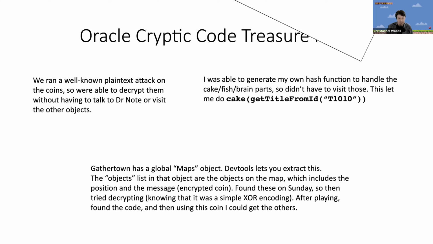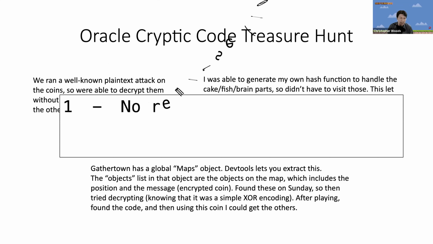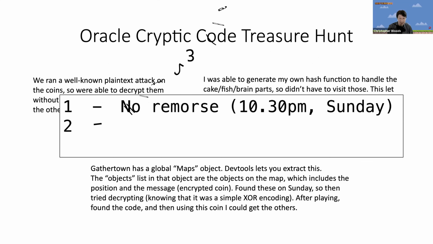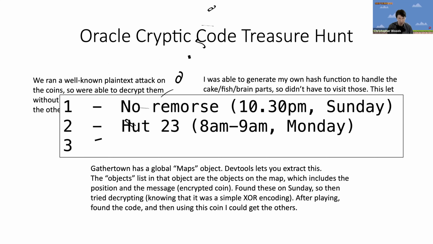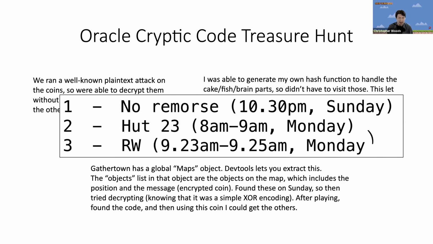So the order is at number 1, it's No Remorse, who submitted their coins at 10:30 at night on Sunday, which we did not want to encourage. We wanted people to do this during the working day. Heart 23, they submitted their coins again before they were officially released, between 8 o'clock and 9 o'clock on Monday morning. And then RW got them in between 9:23 and 9:25 on Monday morning as well. Congratulations to the 3 teams. You did a great job. It was very, very clever, and you are the clever winners of the Oracle Cryptic Code treasure hunt, but that does not come with a prize.